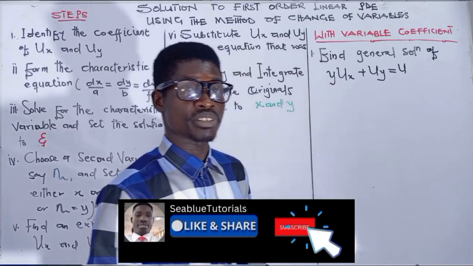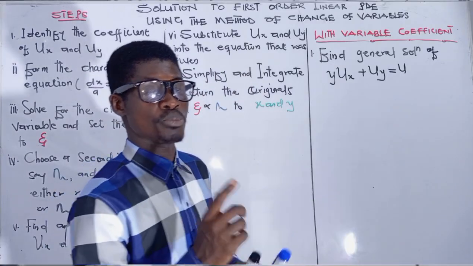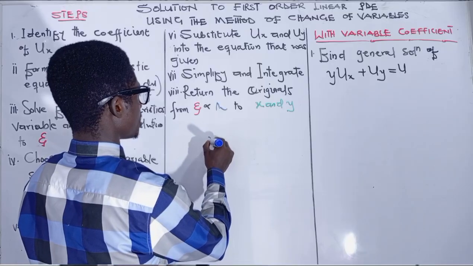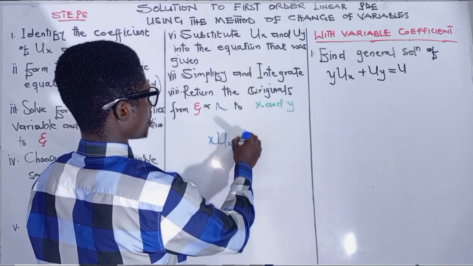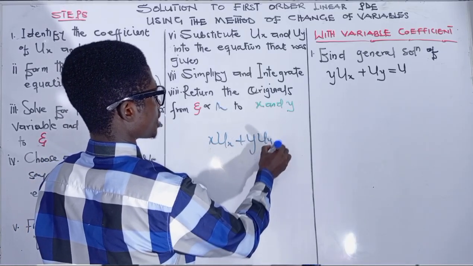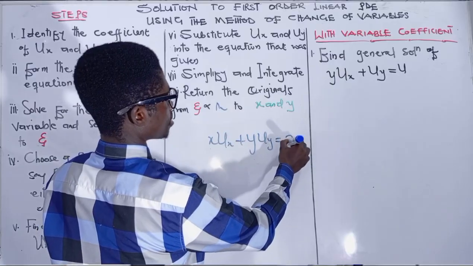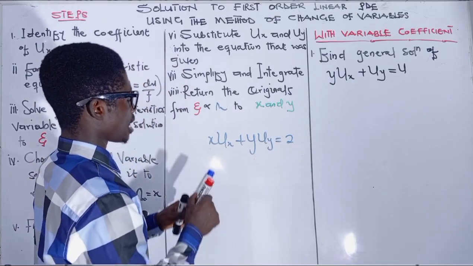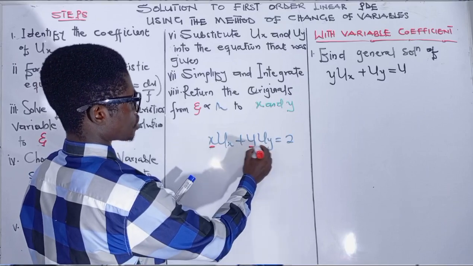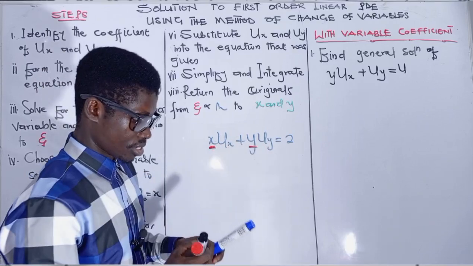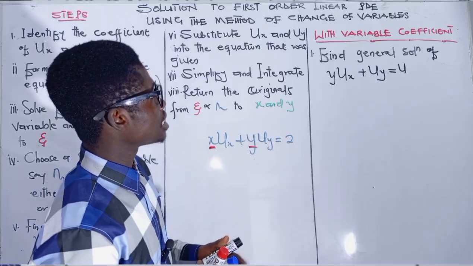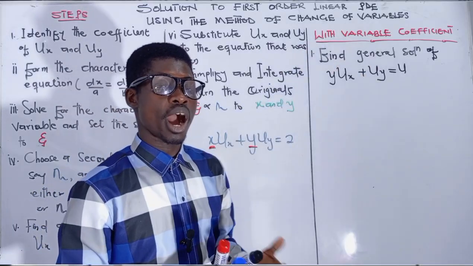So with variable coefficients, it means that we'll be looking at a PDE of this form. Let's say xux plus yuy is equal to, let's say, 2. So you can see that the coefficients of ux and uy are variables. So how do we solve a PDE of this form using the change of variable approach?